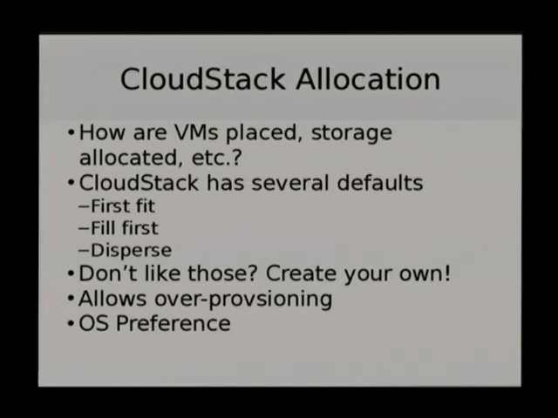CloudStack allocation. I usually get questions about how CloudStack decides where it's going to put VMs. The answer is basically you tell it what you want. If you're energy conscious and you want to fill up servers before you turn on another one, you can do fill first. You can do first fit, basically pick the first host that responds and go with that. You can do dispersion so that you spread out your workload, whatever you want to do. If you don't like any of the ones that are available with CloudStack, you can write your own. You can do over-provisioning, and you can also do allocation by OS preference.